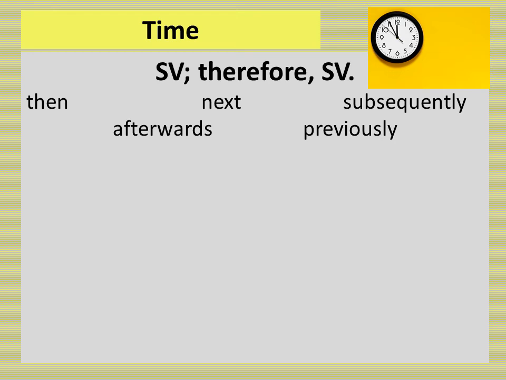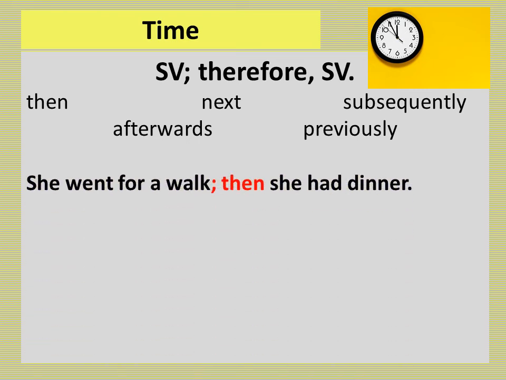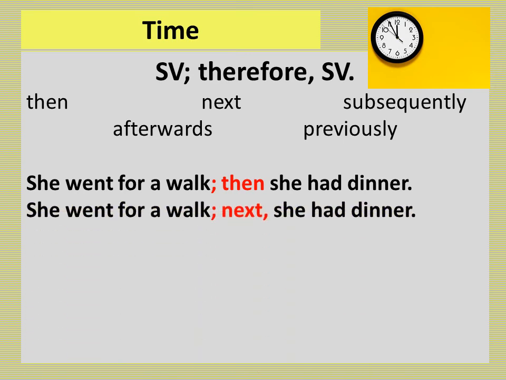There are many transition words and expressions for time. We have then, next, subsequently, afterwards, and previously. These are just some common expressions. I can say, she went for a walk, semicolon, then she had dinner. Remember, then is the exception, there's no comma. I can use the word next for then, but then I have a comma. She went for a walk, semicolon, next comma, she had dinner.